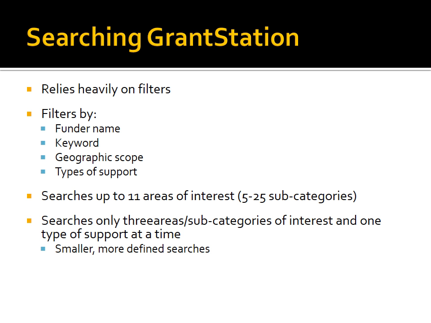Let's look at GrantStation. GrantStation relies heavily on their filters. They filter by funder name, keyword, geographic scope, and type of support. I showed you the slide earlier where they had the 11 areas of interest. Each of those had 5 to 25 subcategories. And then something unique to GrantStation is they only allow you to search 3 areas or subcategories at a time and one type of support.